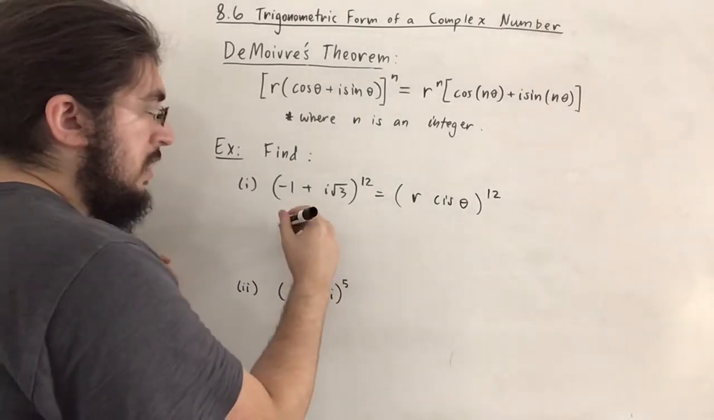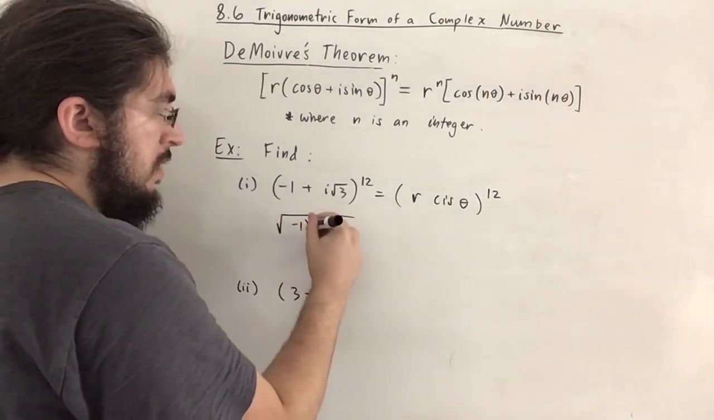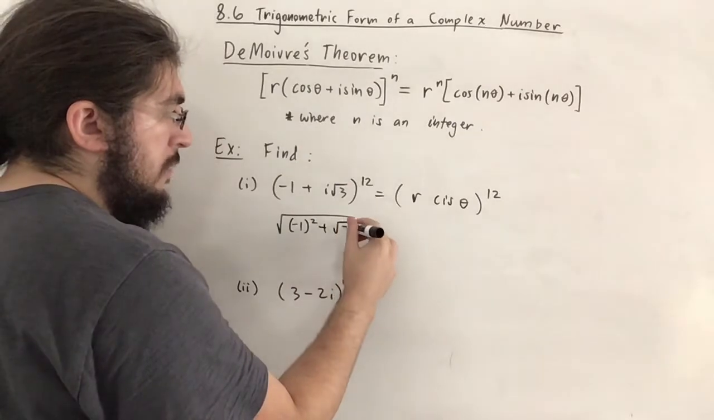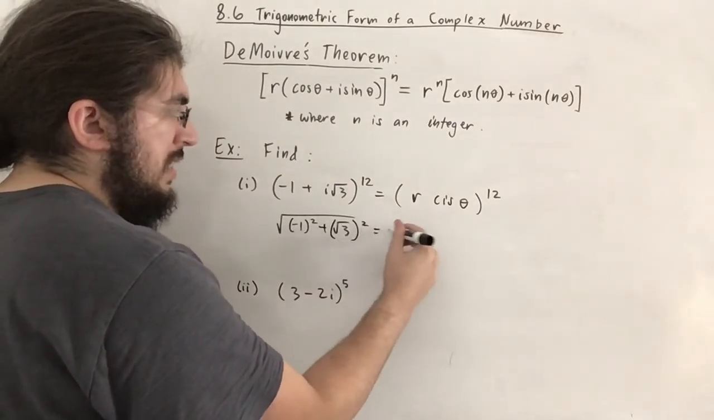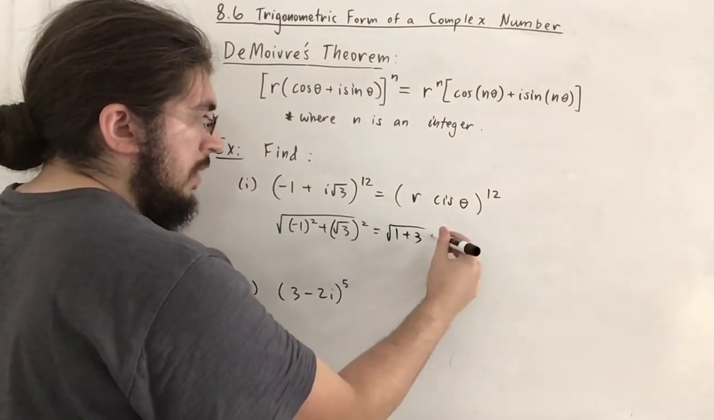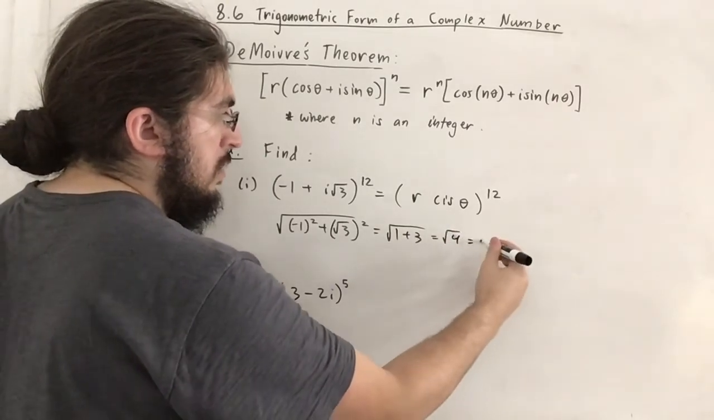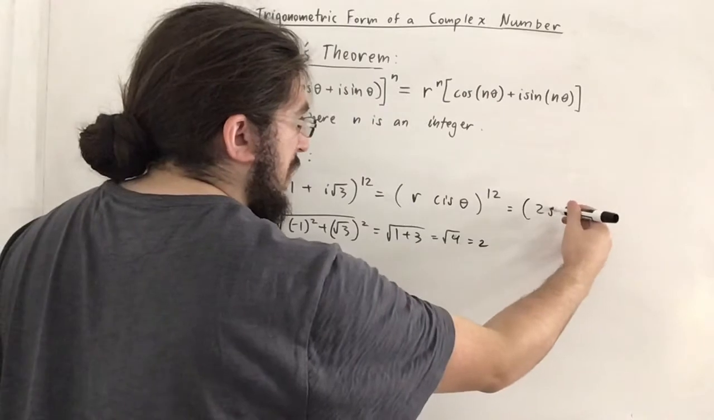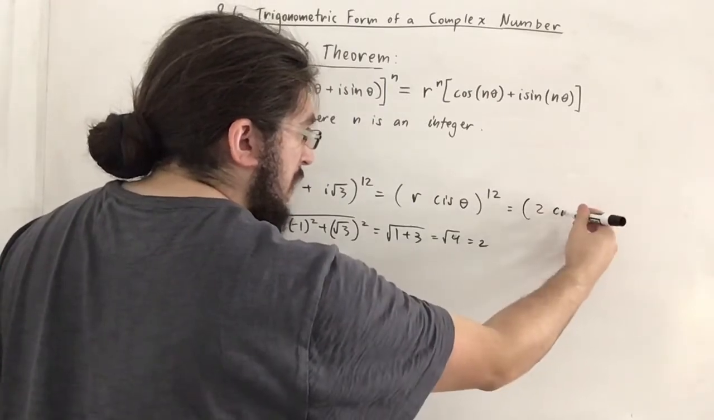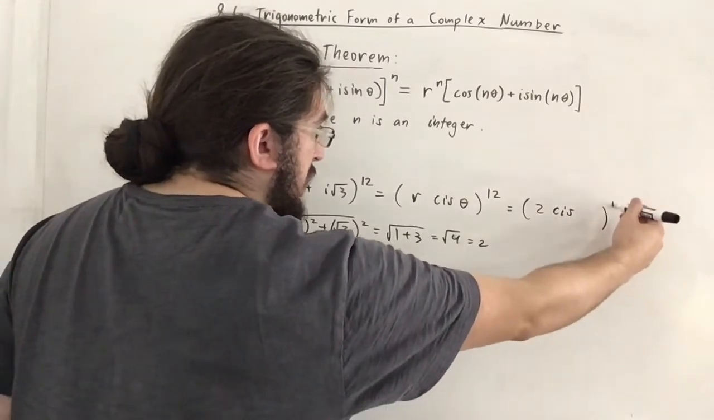So remember, r is just the square root of the real part squared plus the imaginary part squared. And notice that's just 1 plus 3 inside the radical, which is radical 4, which is just 2. So the radius is 2, not bad. The angle, remember the angle is always kind of tricky to find. So let's see if we can actually do that.